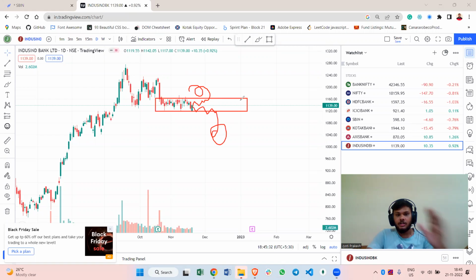So for that time to come, you need to wait patiently before taking any trade. My suggestion would be to wait 2 to 3 days more. If it closes below 1120, then you can extract some selling pressure here, and if it closes above 1160, then you can extract some buying pressure from there also.